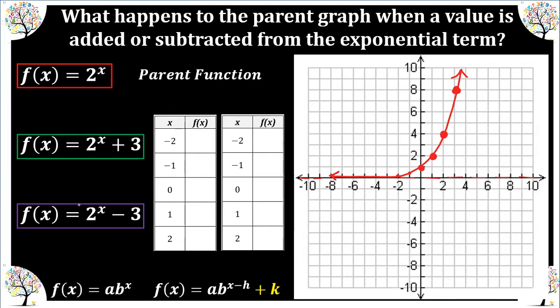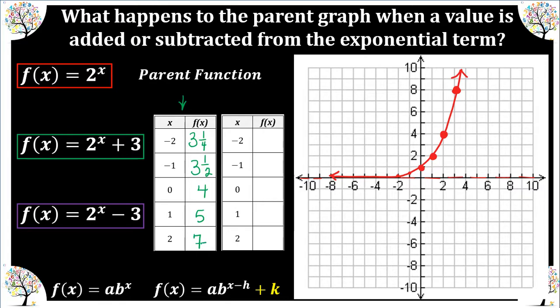So let's take a look using green. This function table is going to represent the values for 2 to the x plus 3. When I plug in -2, we get 1/4, and then we add 3, so this is going to be 3 and 1/4. When I plug in -1, I get 1/2, and I add 3, and I got 3 and 1/2. When we plug in 0, we get 1 plus 3 is 4. When I plug in 1, we get 2 plus 3 is 5. And when I plug in 2, 2 squared is 4, plus 3 is 7.